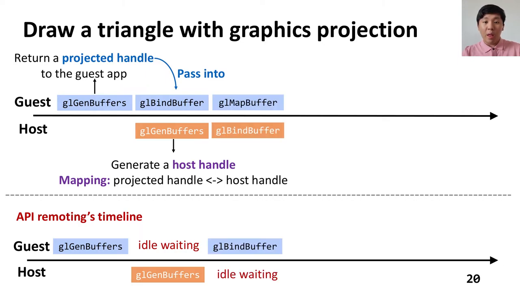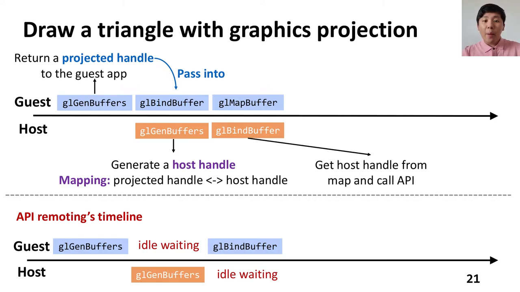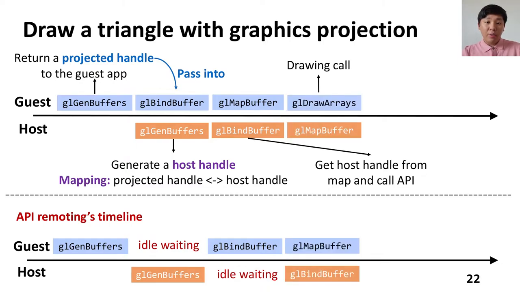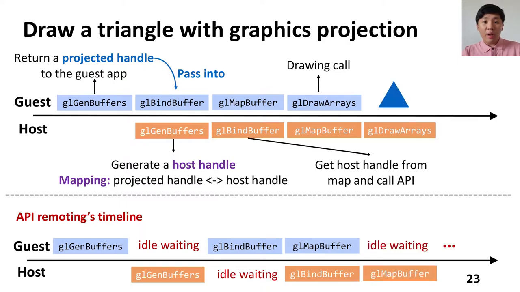while we make full use of the time slots. And in the following step, we call bind buffer at the host to bind to the actual buffer while the guest begins to populate the buffer. The host-side buffer binding is done by extracting the host handle from the map using the projected handle. And then we draw the triangle with the drawing call. Finally, when our triangle finishes drawing at the host, API remoting is still two time slots from over.